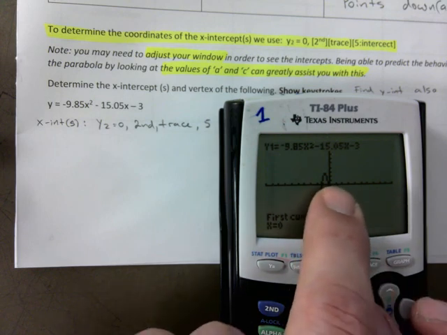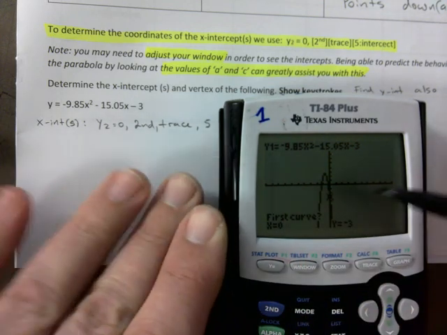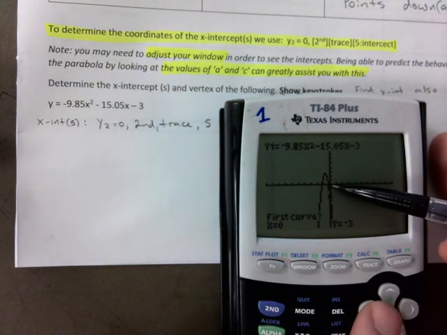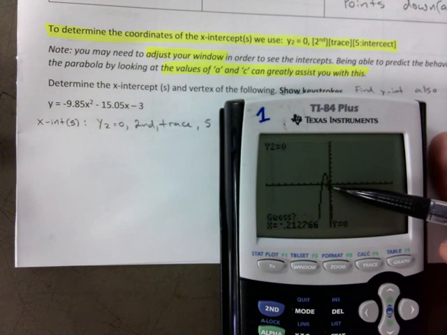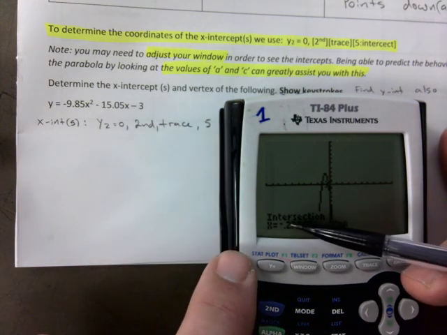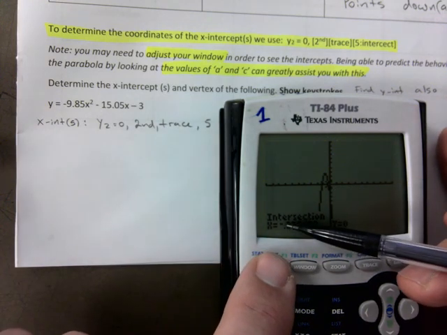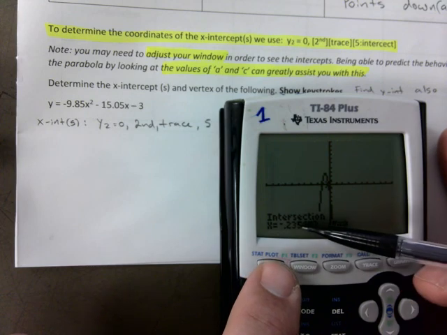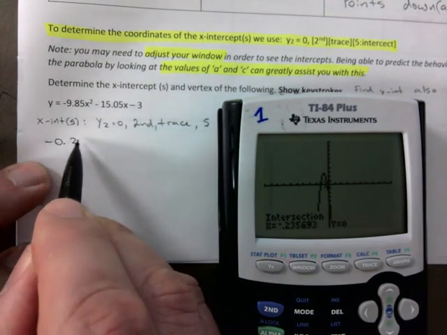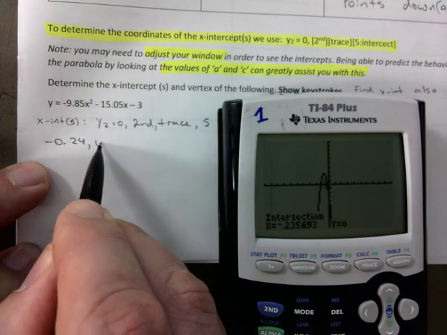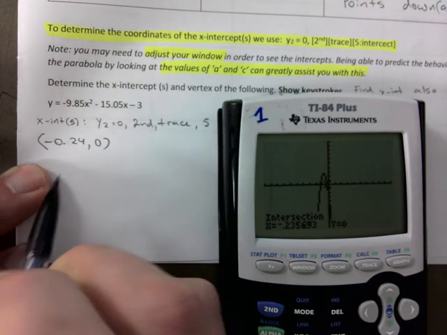So which one do you want to find first? It doesn't matter. You want to find this one first? No problem. Just go as close as you can to it. And then hit enter, enter, enter, just like we did before. And you write that down. It's 0. Watch the decimal, okay? It's negative 0.24. So it'll be negative 0.24. And y is equal to 0. So that's our first x-intercept.